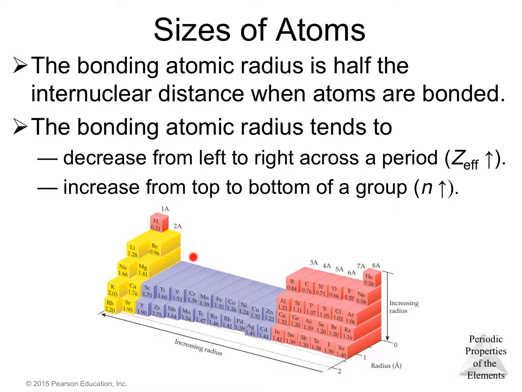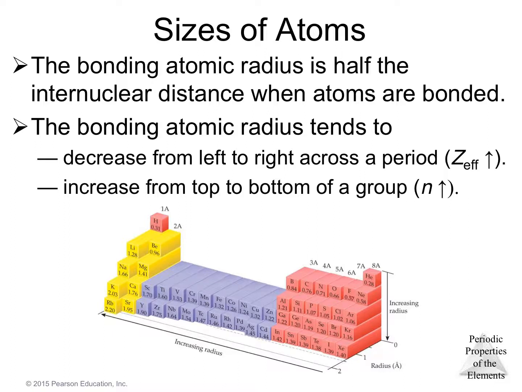The reason it decreases as you go from left to right across the periodic table is because you're adding a proton to the nucleus each time. So that's increasing the nuclear charge. That's increasing the amount of pull that the electrons are feeling. So as you go from left to right, those additional protons are pulling the electrons in tighter. So the trend is that atomic radius increases as you go down and decreases as you go from left to right. There are some exceptions to the trend.